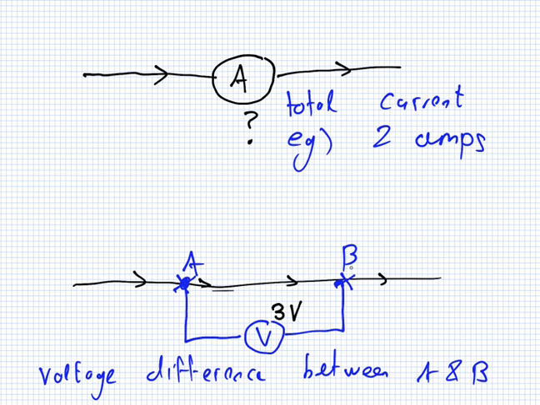So it's a bit like me saying the height difference between these two is 5 centimeters. I don't tell you his height, I don't tell you his height. I can only tell you the difference between the two. But with current it's easier to get the total. The current is everything. Whereas with voltage, it can only tell you the difference between the two levels. Okay, so now we can have a look at some circuits.